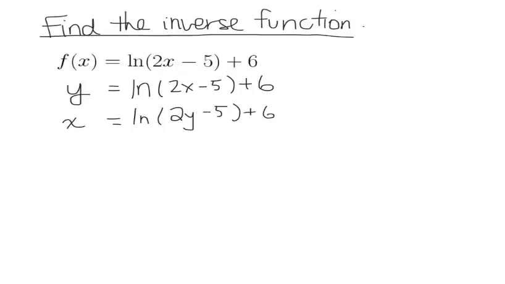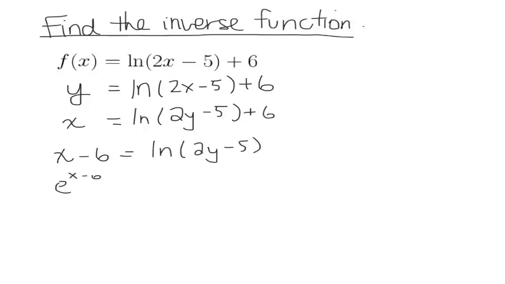And now our goal is to try to isolate y. If we can isolate y, then we've found the inverse function of f. We can first subtract 6 from both sides. That gives us x minus 6 is the natural log of 2y minus 5. Now we need to get at this 2y minus 5. In other words, we need to undo this natural logarithmic expression. In order to do that, we can apply the natural exponential function to both sides.